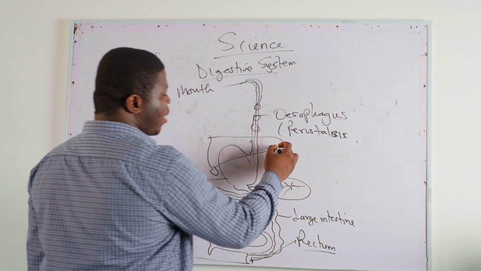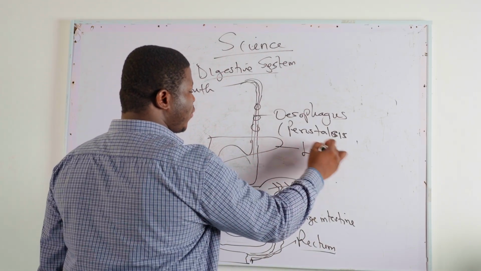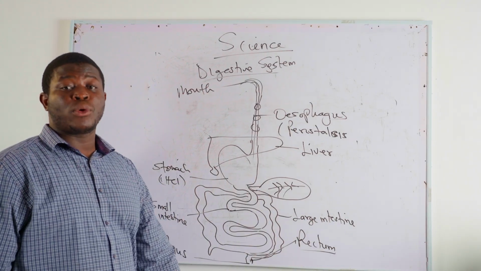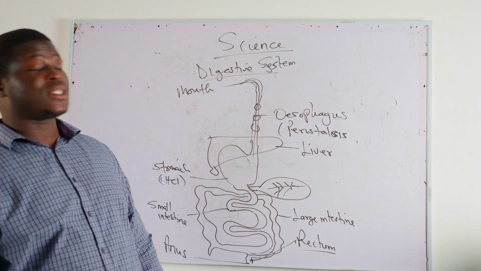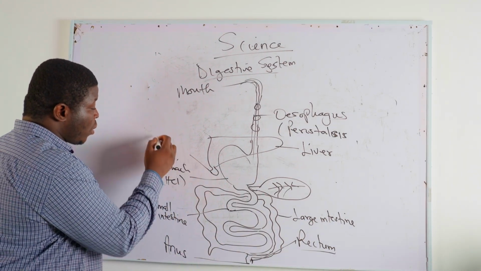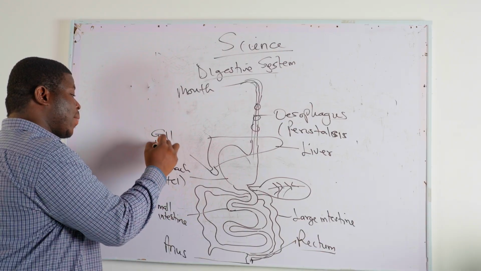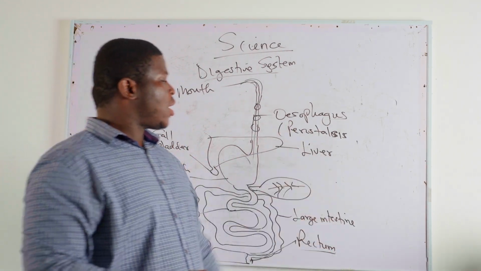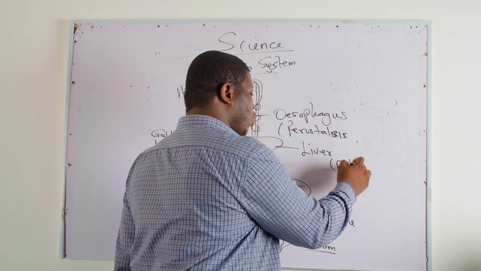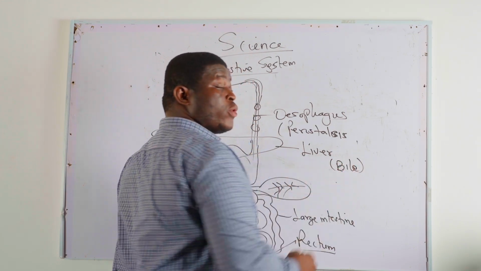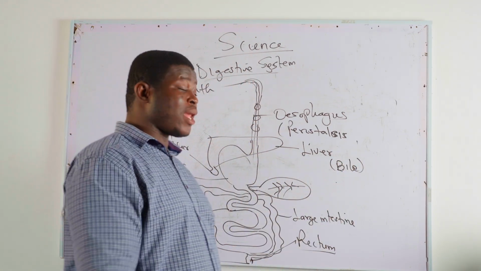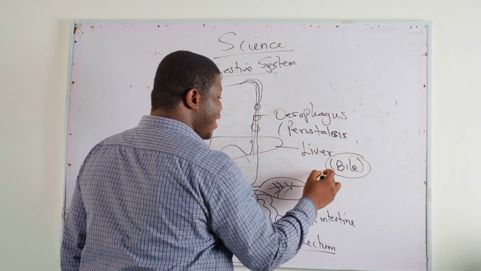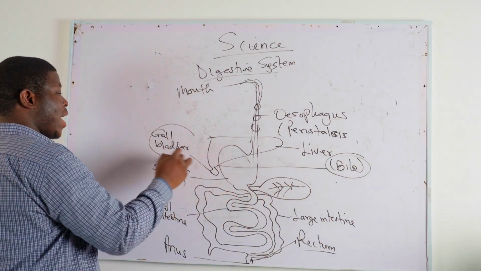Now, also here we have another organ which is called the liver. The liver is another important organ in the digestive system. Then below the liver, we have this one which we call the gallbladder. The liver produces a very important substance that we call bile. The liver produces the bile, which helps to break down fat. This bile that is produced by the liver is stored in what we call the gallbladder.